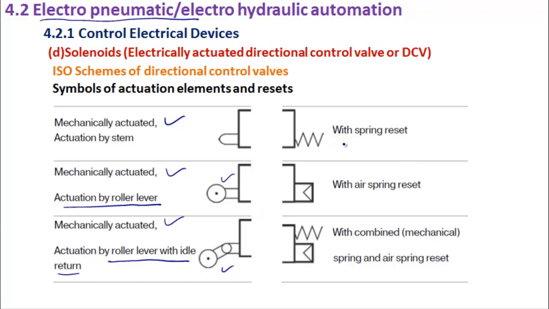So what are the other ones? One is the spring return, wherein we draw the spring at the side of the box. Or the air spring reset. What is the meaning of air spring reset? See, suppose I am going to take a piston. Okay, this is the piston, and suppose there is a push button here. So there is a push button here.